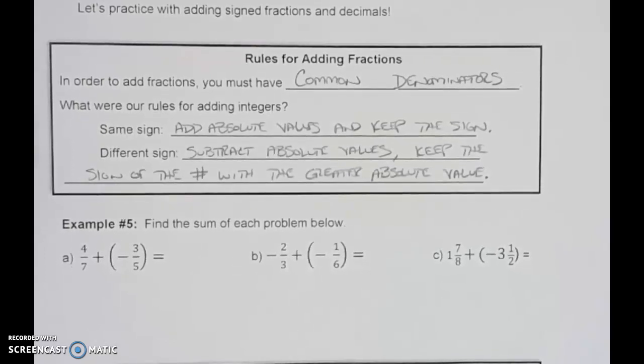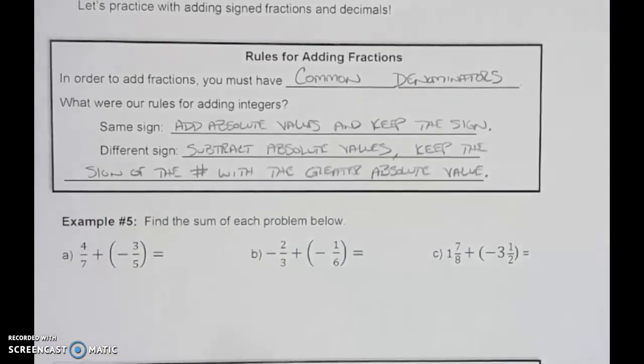In example 5, find the sum of each problem below. In letter A, we have 4/7 plus negative 3/5. These are different signs, so I'm going to be using this rule here. I need to subtract the absolute values. I need to keep the sign of the number with the greater absolute value.